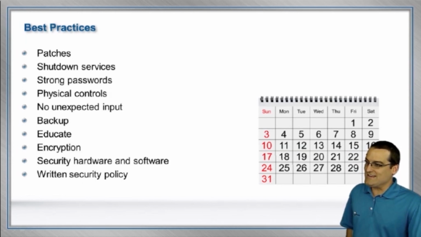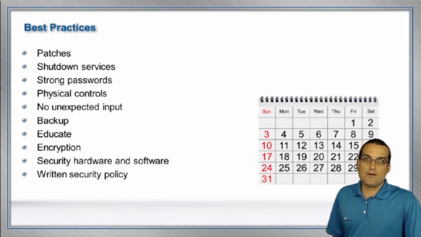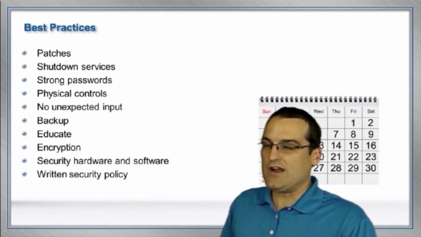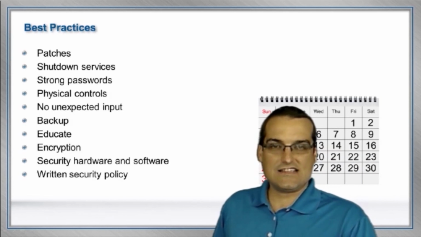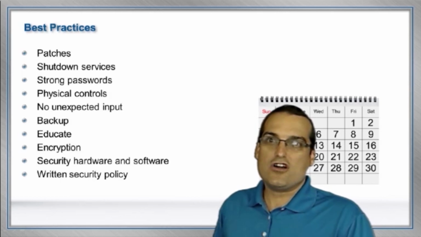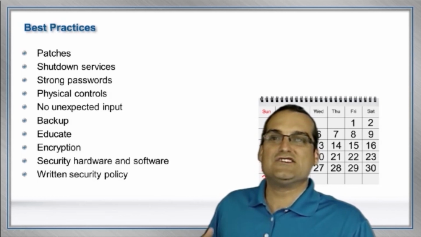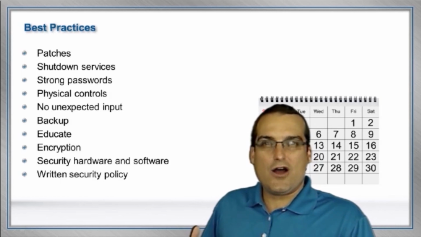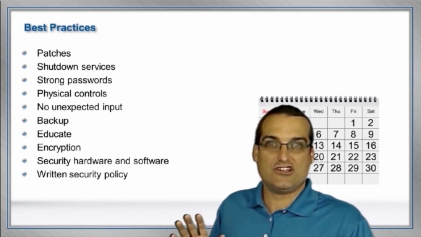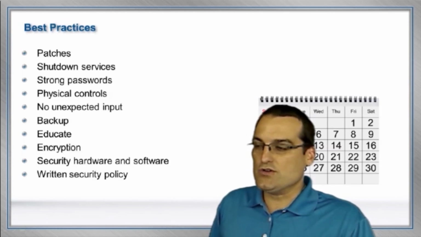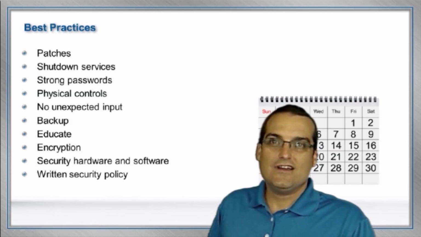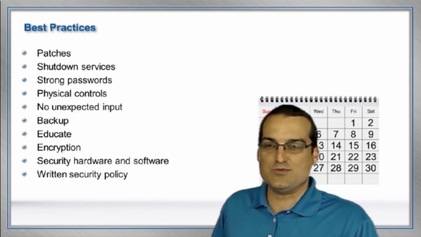I wanted to go ahead and end this video with some common best practices that I really want you to keep in mind. Make sure you're patching your software. Make sure you're shutting off unnecessary services in your environment. If you don't need a web server on your router, shut it off. Use those strong passwords like we talked about. Make sure your equipment is physically protected. Don't allow spurious or unexpected inputs into your applications. If someone's trying to put garbage in, make sure it shuts it down. Back up your data. Educate your employees. Encrypt your information as much as possible. Make the investment in firewalls and intrusion prevention systems.